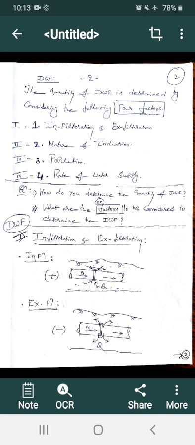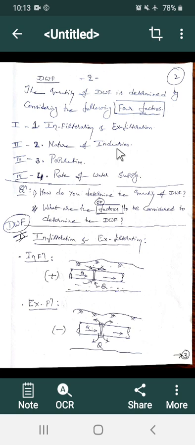Okay, now the second one you have to study, that is nature of industries. Nature of industries means, based on the type or nature of the water utilization in that industry, the contribution of industrial sewage to the sewer line is to be estimated. It is very important.